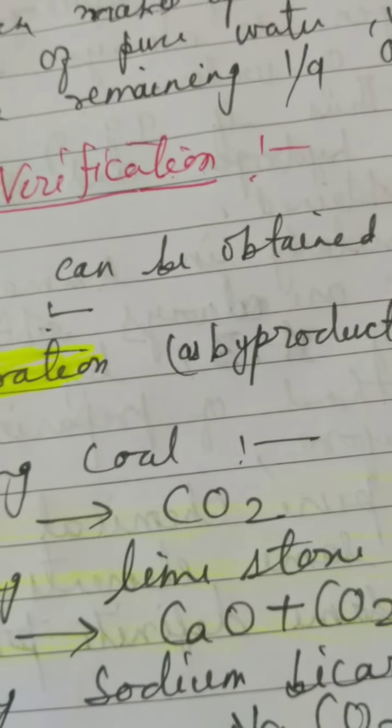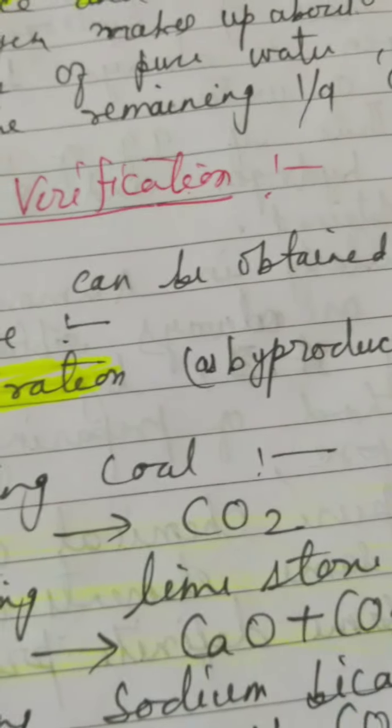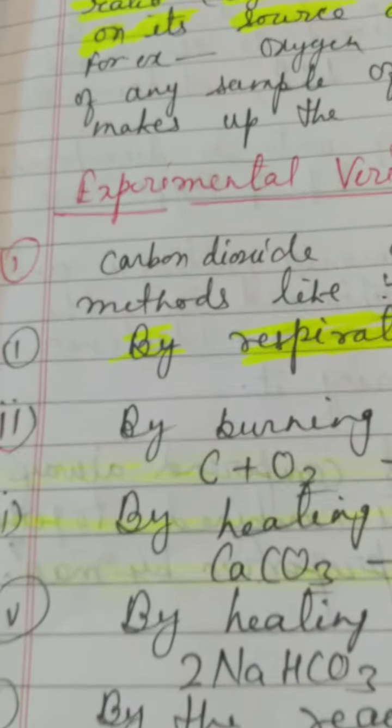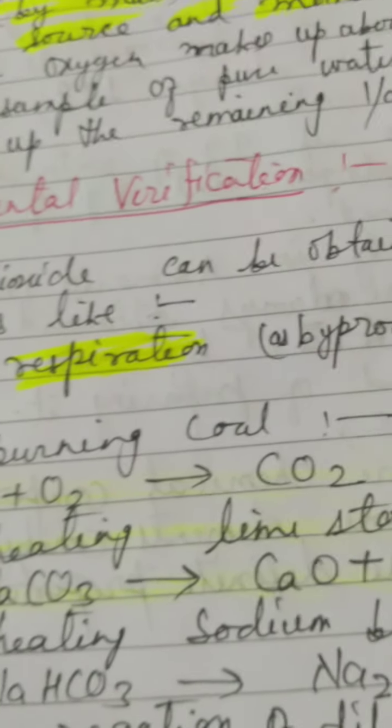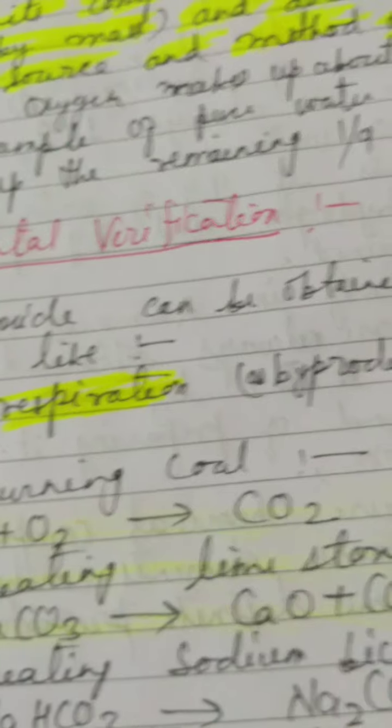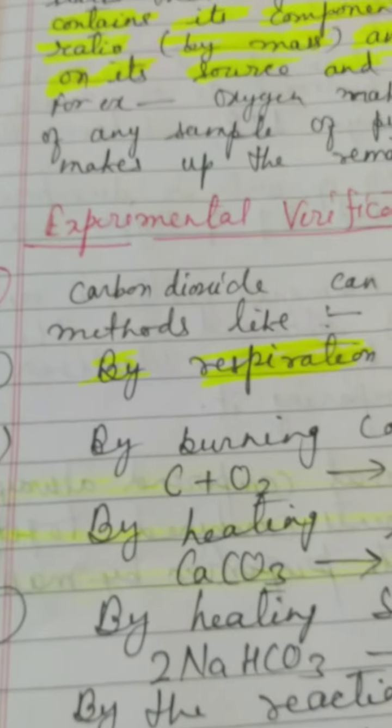We exhale carbon dioxide, we take in oxygen, and so respiration has carbon dioxide as a byproduct. Then the second source: burning always produces carbon dioxide. Carbon burns in the presence of oxygen and gives carbon dioxide. You all know it very well.